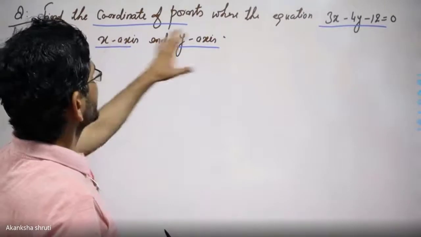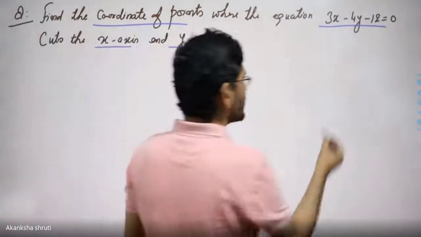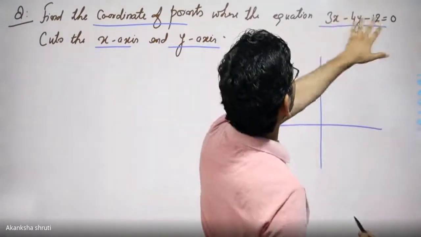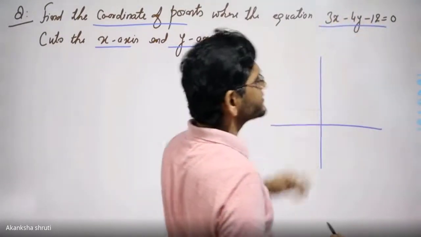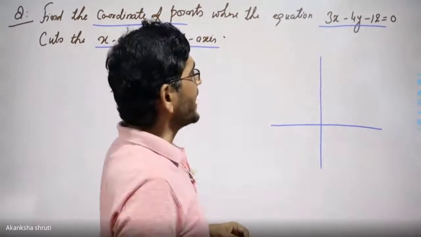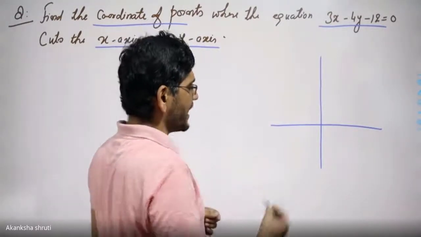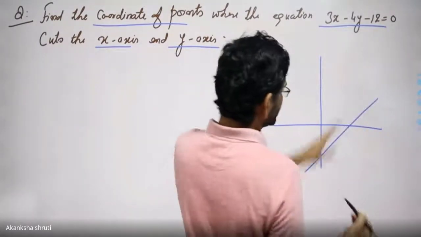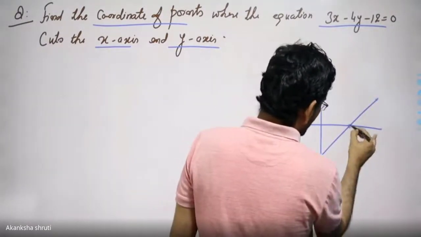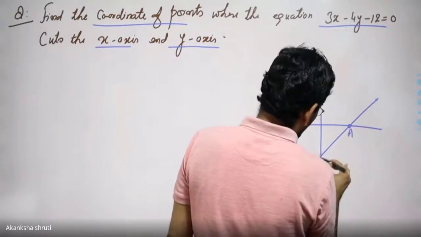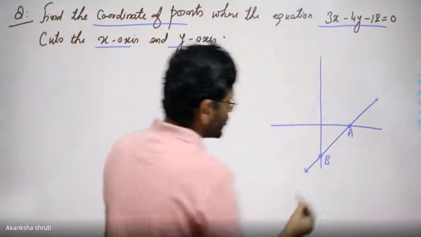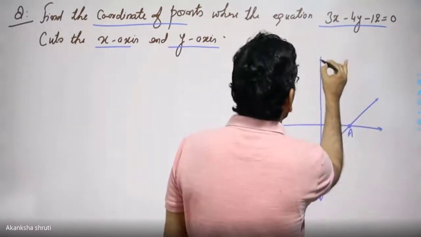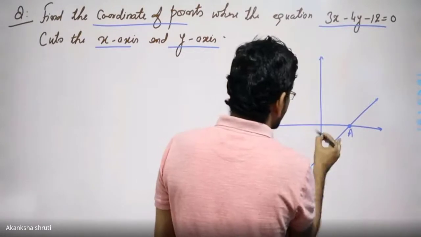Students, here plotting the graph is not asked, but what is asked? Whatever the equation given, that will surely represent a straight line, then where this line intersects the x-axis and y-axis. Let us consider this is the line. Then we have to find the coordinates of this point and this point. Students, no need to plot the entire graph. Rather, algebraically we can get it very quickly.